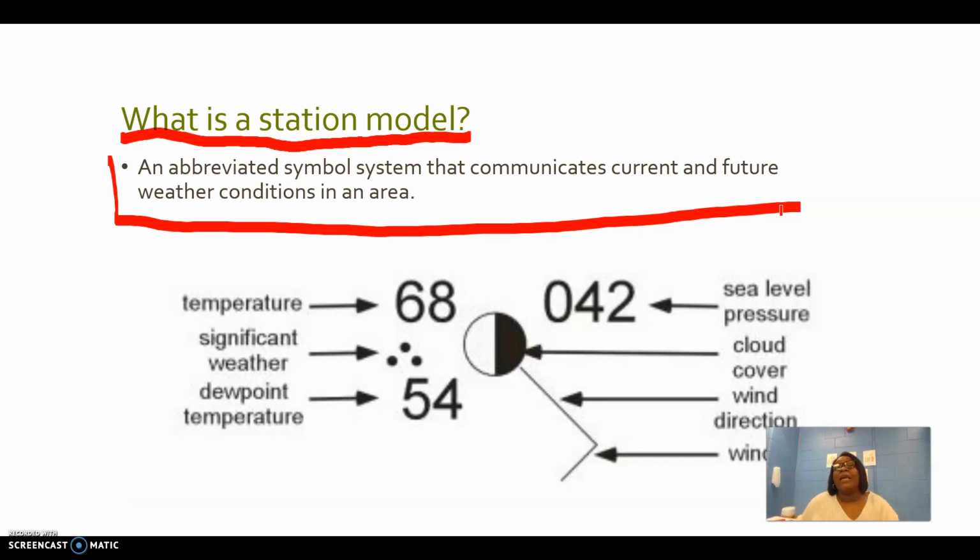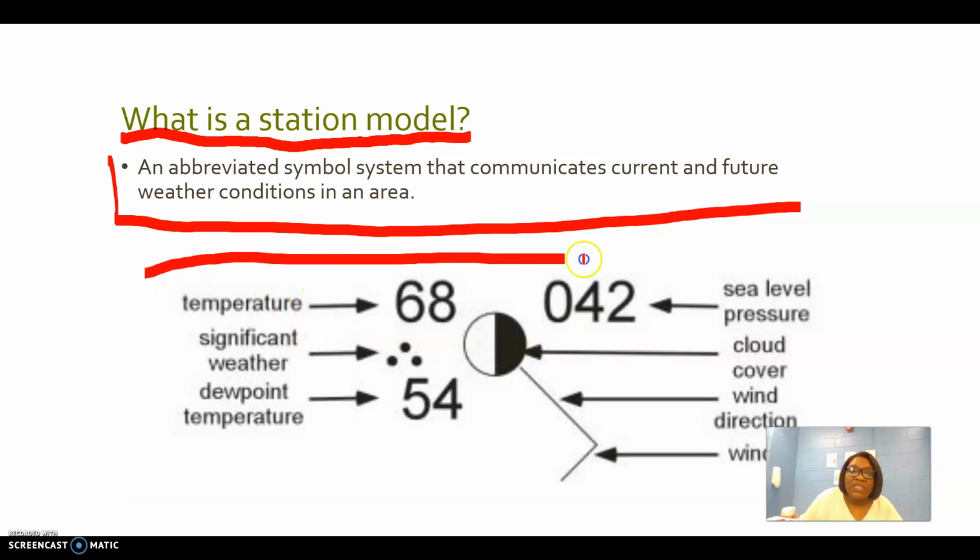So here's an example of a station model. It looks pretty kooky, doesn't it? All of these abbreviations and numbers. I even see a rooster's feather. That's what it looks like, a chicken feather sitting there. We're going to look at what each of these mean. In your notes, you'll want to draw this picture.